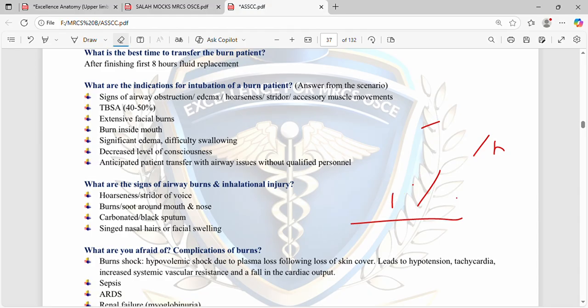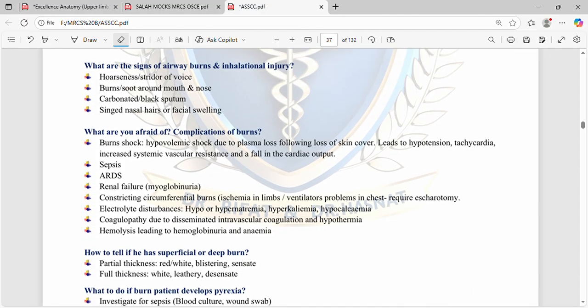What are the signs of airway burns and inhalation injury? Hoarseness, stridor, voice changes, burns around the mouth and nose, carbonaceous black sputum, singed nasal hairs, and facial swelling. What are the complications of burns?